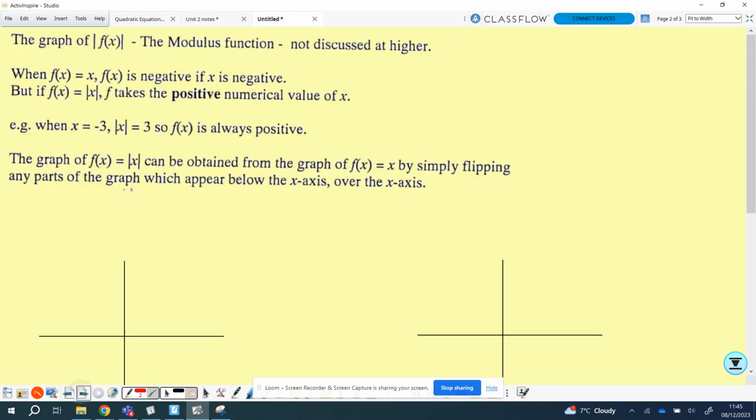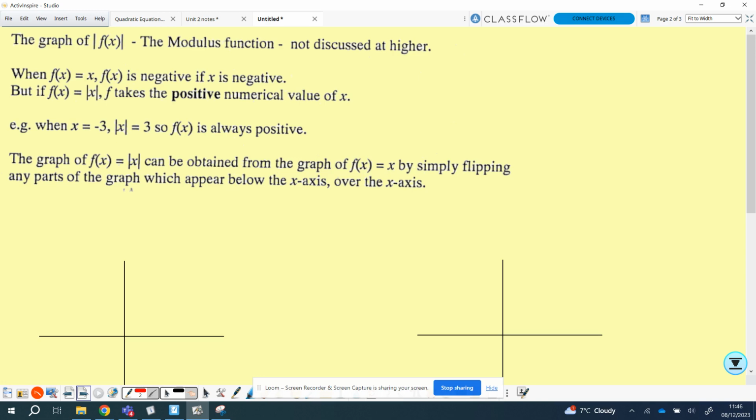So the first one we're going to look at is the graph of, and it looks like there's 2 lines before and after f of x, which stands for the modulus function. Okay, and that's not discussed at higher. You wouldn't have seen that at higher at all last year. So basically what it means is it just takes in the value of a graph. It doesn't take in the sign of a graph. So when f of x equals x, for example, f of x is negative if x is negative, but if f of x is the modulus of x, f takes the positive numerical value of it.